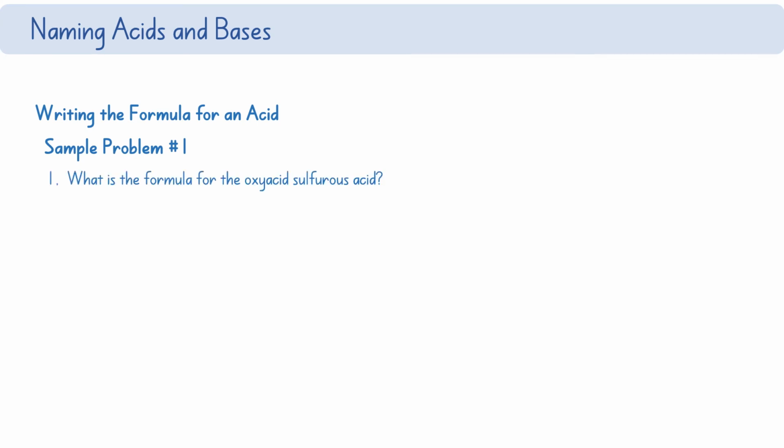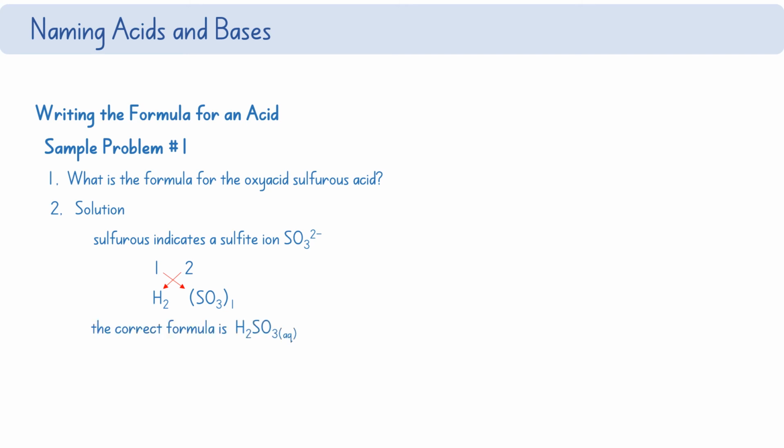Now here's a sample problem. What is the formula for the oxyacid sulfurous acid? Solution: sulfurous indicates a sulfite ion, SO3 2-. So we have a 1 and we have a 2 as the charge. We crisscross with the H2 and the SO3. So the correct formula is H2SO3 aqueous.